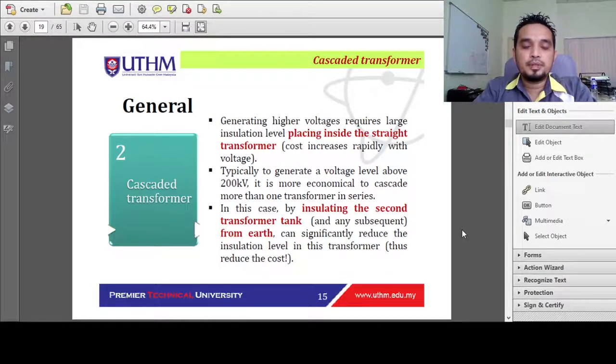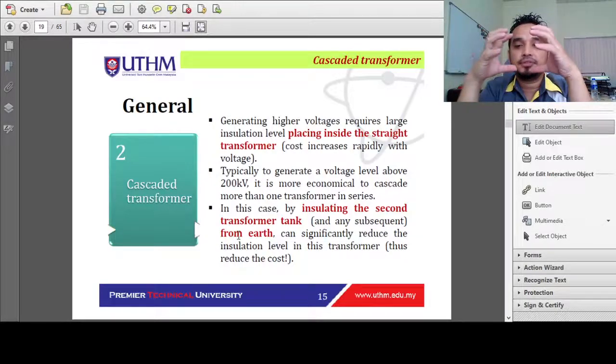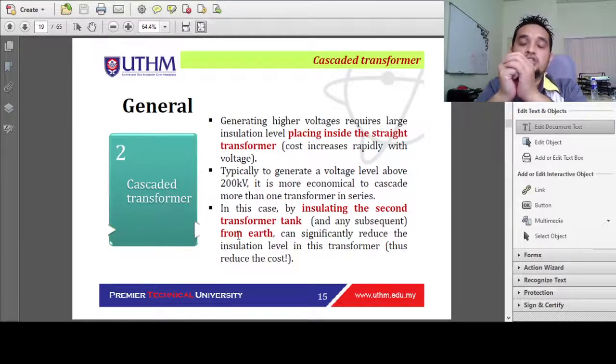Okay, it's done with the single straight transformer, and now we come to the cascaded transformer. Why do we need the cascaded transformer? We have the single straight transformer, but this transformer can only generate voltage output up to 100 kV. What do we need to do? The limitation of this straight transformer is 100 kV.